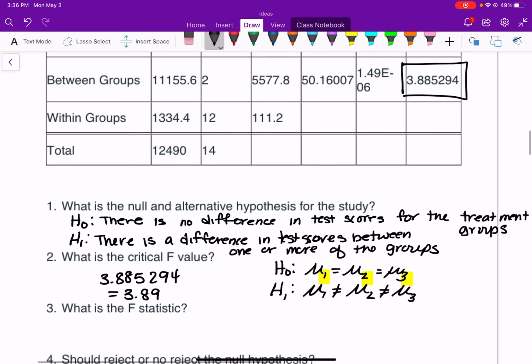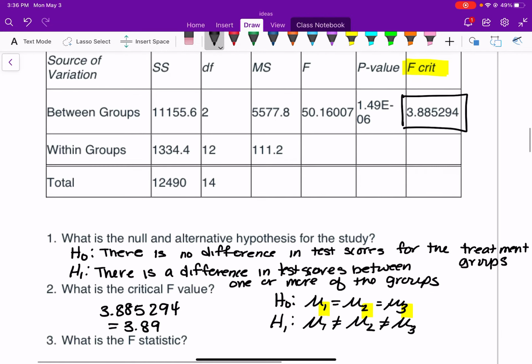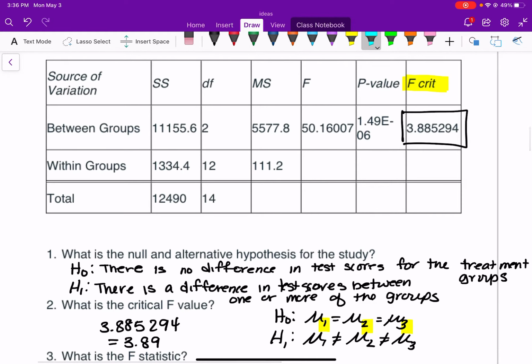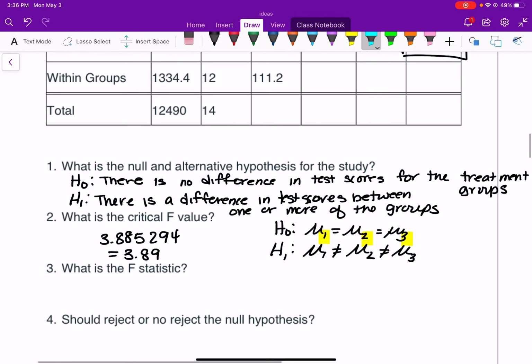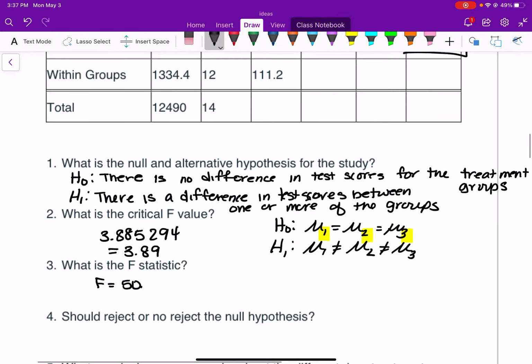So then the third question asks what the F statistic is, and you'll notice we have a column that says F, and it's given us a value right there. That is our F statistic. So in this case, our F is equal to 50.16007. And again, if you rounded that to 50.16, that was fine as well. Either one of those answers was correct.